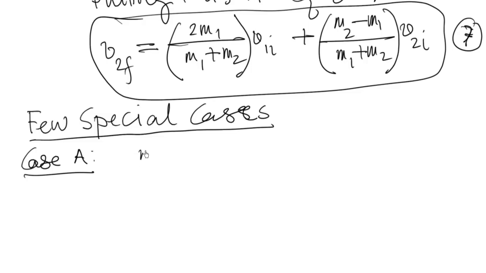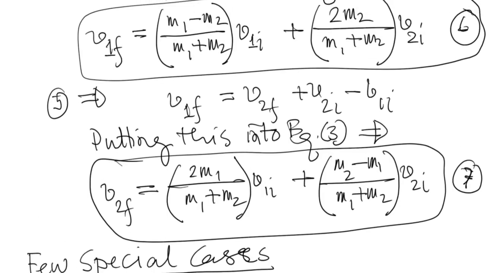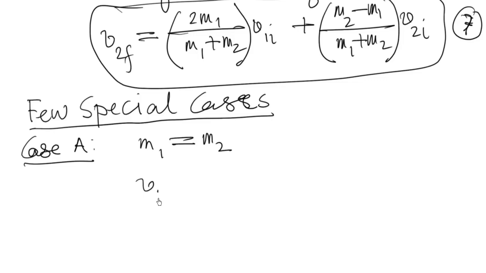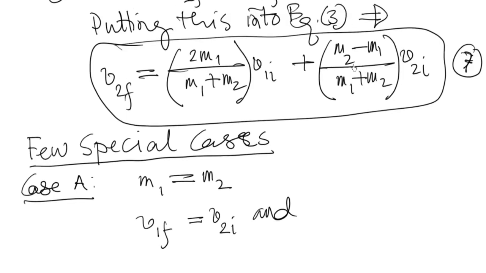Case A: we consider mass m1 equal to m2. If the masses are equal, then from equation 6 we see that the first term will disappear, and here the 2m2 and the m1 plus m2 in the denominator cancel out, so v1F will be equal to v2I. And from equation 7, when m1 equals m2, the second term on the right hand side will disappear, and in the first term the 2m1 and the denominator cancel out, so v2F will be v1I.